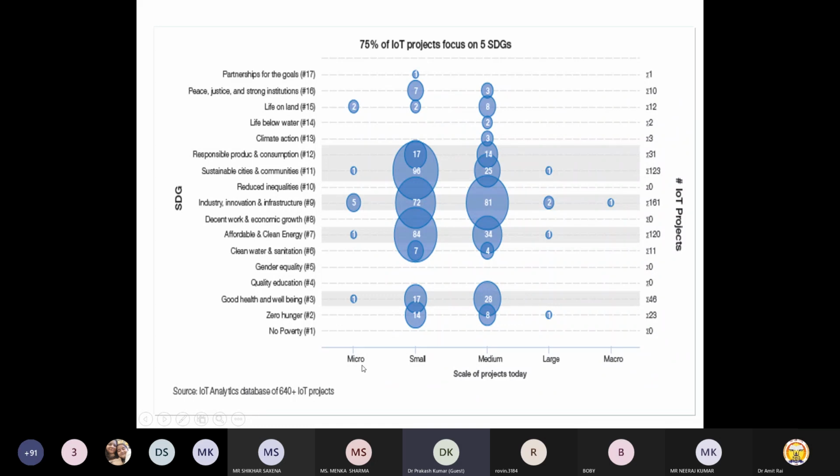And see, not only, as I told you initially in the definition, that we are moving on for proof of concepts and all for small. I told that not only small, from small to large to macro we move on to that. So micro, small, medium, large and macro, we move on into these directions. Like these, the projects are being defined or are going on in different directions.